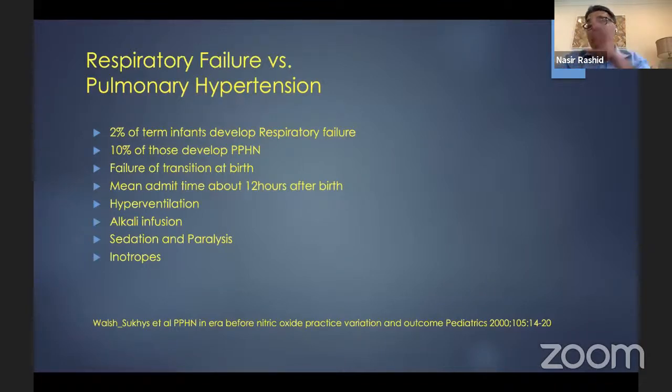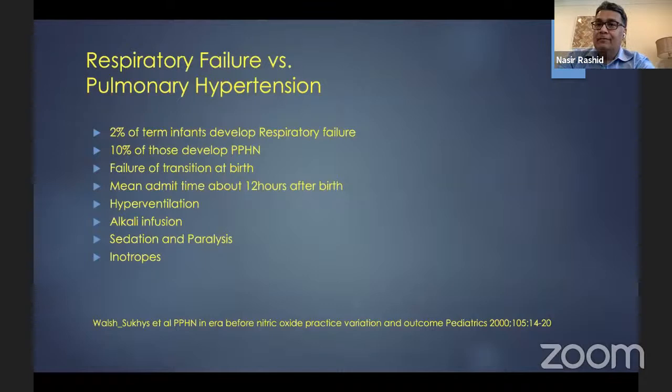But 2% of total births in term infants develop some kind of respiratory failure, and out of those 2%, 10% end up developing PPHN. So the incidence of PPHN is fairly low in term infants in the Western world, but it's a very severe disease that we commonly encounter in our NICUs. It happens because of the failure of transition at birth, and we will talk about it in the subsequent slides. Most of these babies were admitted, based on that study, at about 12 hours after birth.